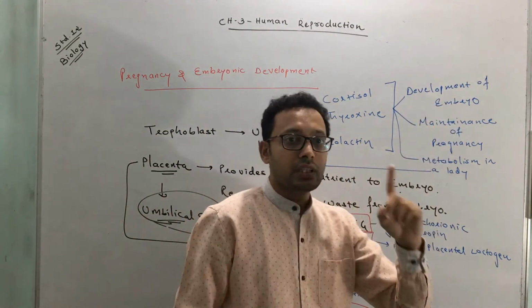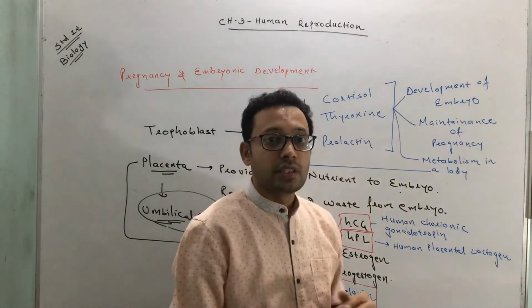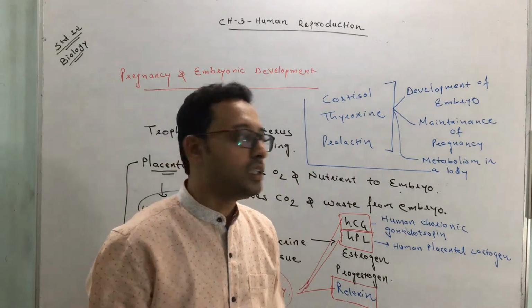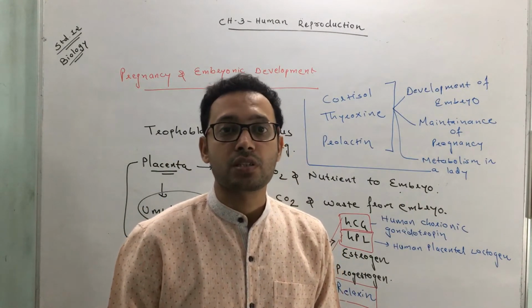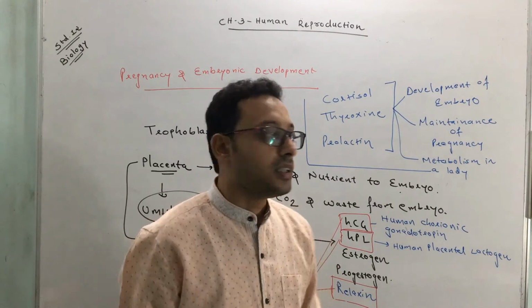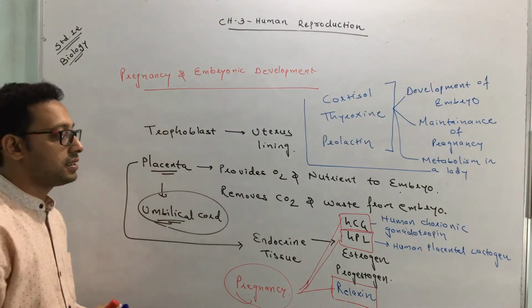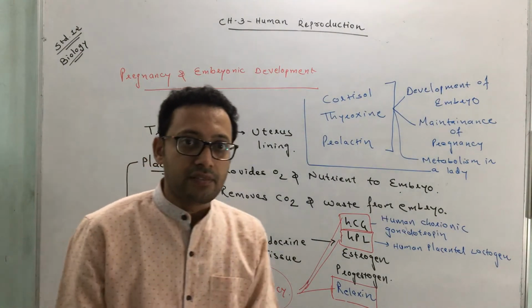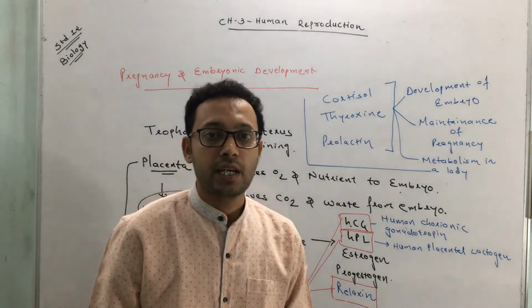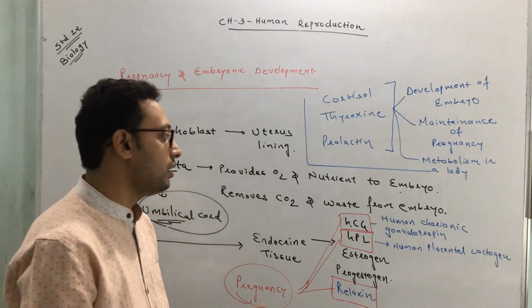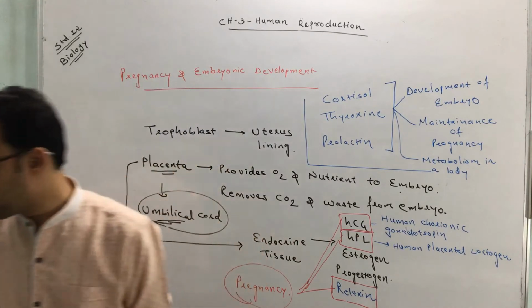And what is their role? They are responsible for development of an embryo, that means growth of the embryo. These hormones are also responsible for maintenance of pregnancy, and they have a role in the metabolism process. That's all about what happens during pregnancy. Once the pregnancy is confirmed, the development of an embryo starts. And how is the embryo development going to start? So let's discuss how the embryo formation starts.